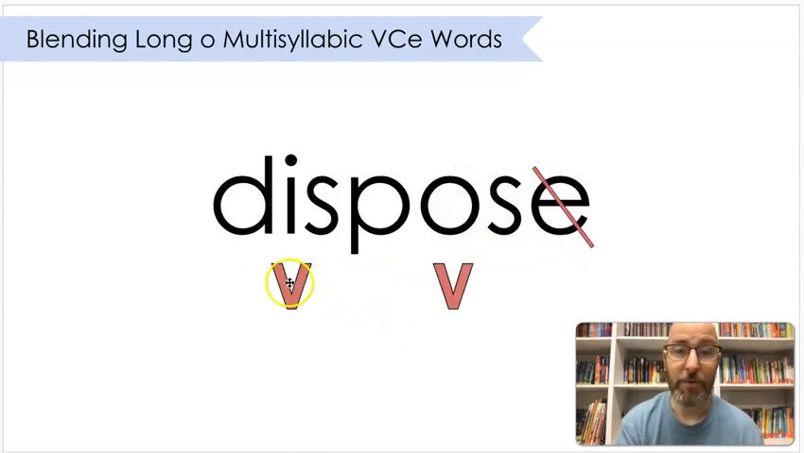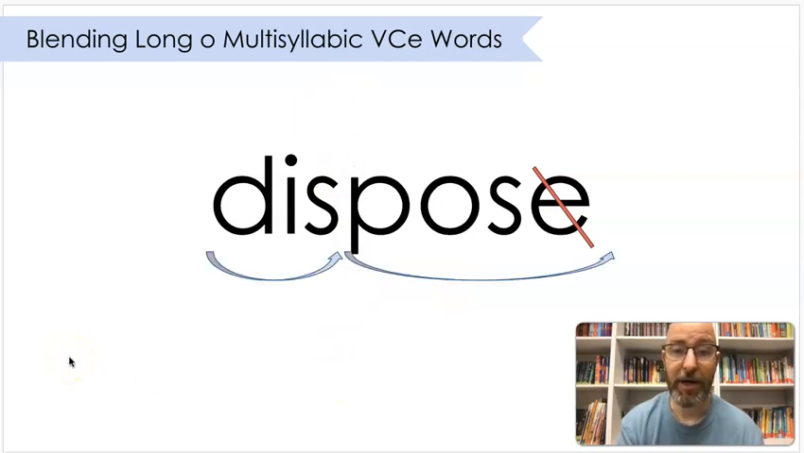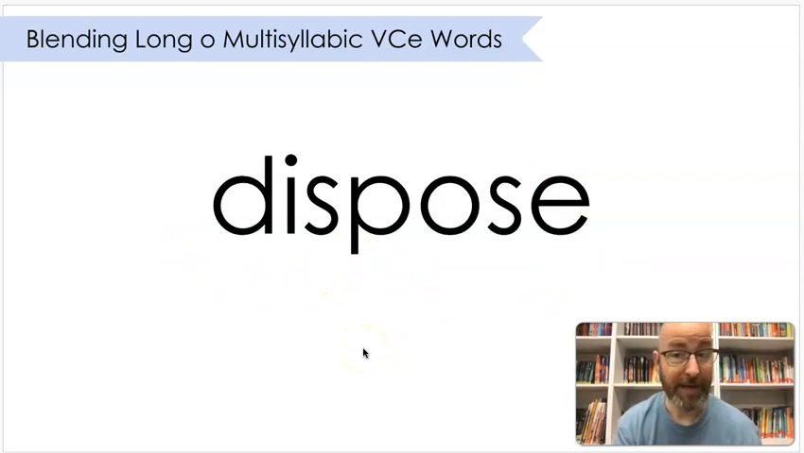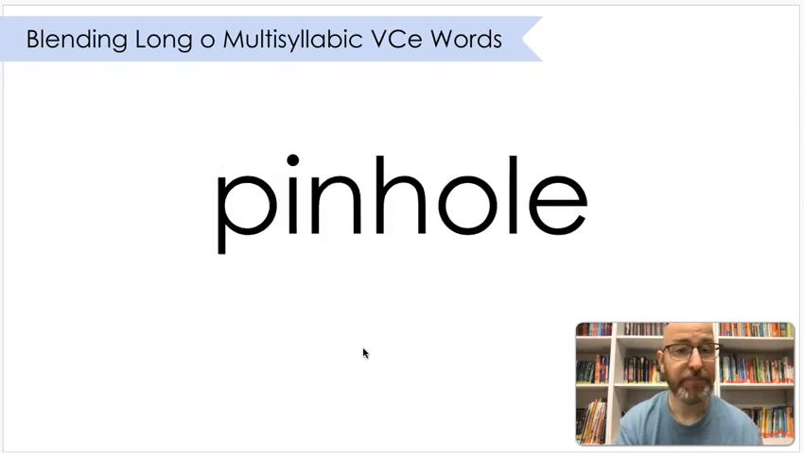We look for our vowels. We see an I and an O. We have a VCCV pattern, so we know we split between the 2 consonants. Let's try it and see if it works. Dis, pose. Dispose. And if we put that together, what do we get? Dispose. That means to get rid of something, throw it away.